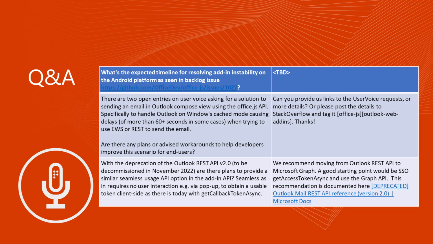Someone was asking what the expected timeline is for resolving add-in instability on the Android platform. There's a backlog issue. It's hard to see, it's blue on blue, but it's in the Office.js repo. There's an issue tracking this. The Outlook team had put it on the backlog, but there's no timeline yet on when that will be addressed.